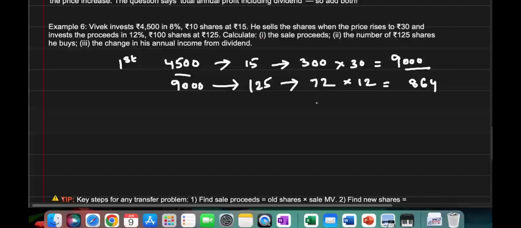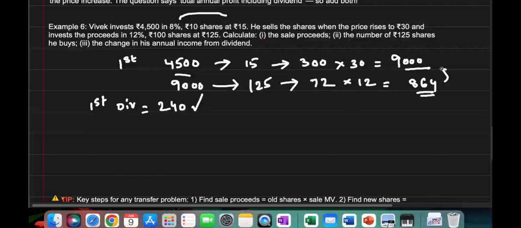One more thing it is asking: the change in his annual income from the dividend. How much change is there? The change will be 864 minus what he was getting first. First he was getting 8% on these 10 rupee shares. What was the first dividend? 8% of 300 shares: 3 8s are 24, so 240 rupees was the dividend from the first transaction. But now he is getting 864.